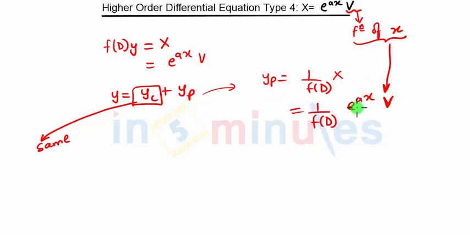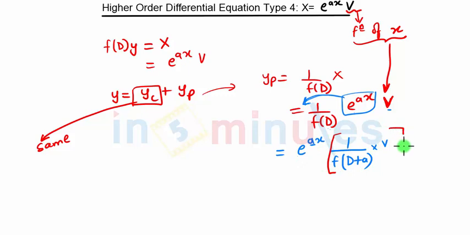Whenever we have terms like e raised to ax into some function of x, we take this e raised to ax out of the function f of D. So we get e raised to ax. When we take this out of f of D, we replace D by D plus a, where a is the coefficient of x in e raised to ax into v. Then we solve only the remaining part of the equation as we used to solve for types 1, 2 and 3. Okay, so this is type 4.